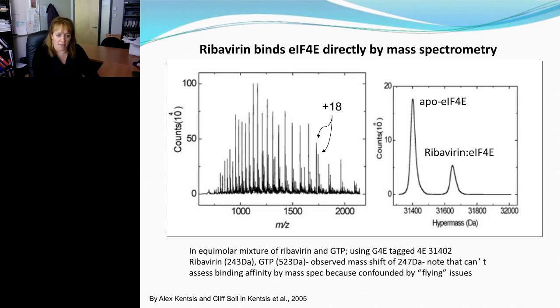Again, another piece of evidence to show that ribavirin binds 4E directly is derived from mass spectrometry. What we can do here is we had a mixture of ApoEIF4E, ribavirin, and GTP as a negative control. We only see two peaks, ApoEIF4E and the ribavirin-EIF4E complexes, indicating that by mass spec, ribavirin binds 4E directly. And we see no peak for the GTP complex, indicating that GTP did not bind under these conditions, which is good as it was our negative control.